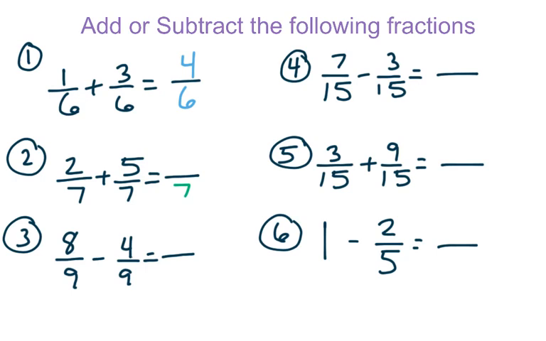Our denominator is the same, so we bring that over, and this equals 7/7, and 7/7 can be rewritten as our 1 whole. So 7/7 is equivalent to 1 whole. Our next problem is a subtraction problem. So we're going to subtract 8/9 minus 4/9, and our 9 comes all the way over. 8 minus 4 gives us 4. Our next problem is also a subtraction problem. So we're going to bring our 15 over as our denominator. Then we subtract 7 minus 3, and we get 4/15.